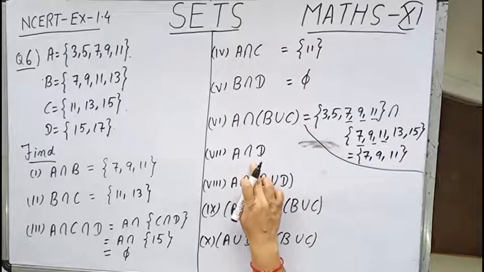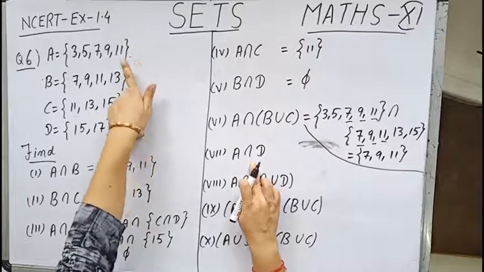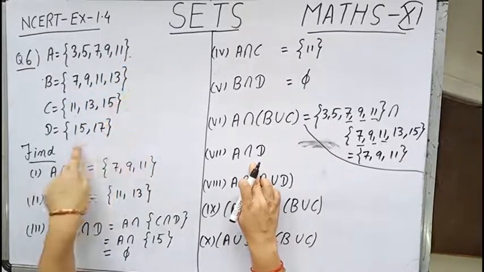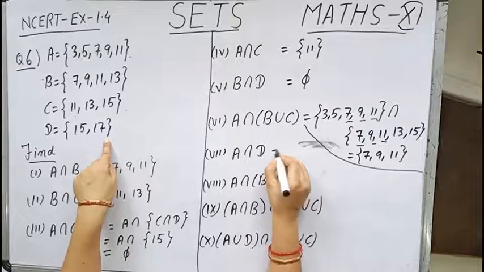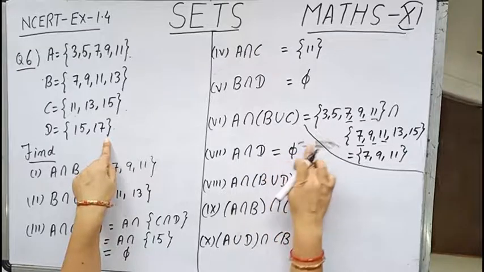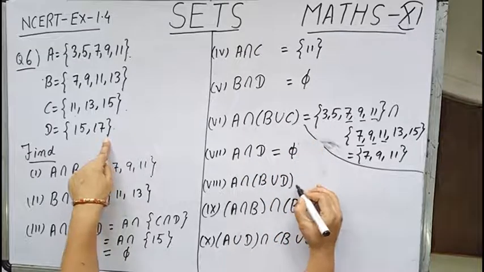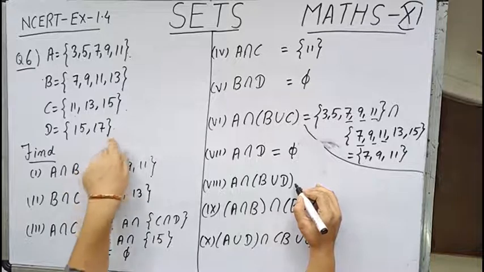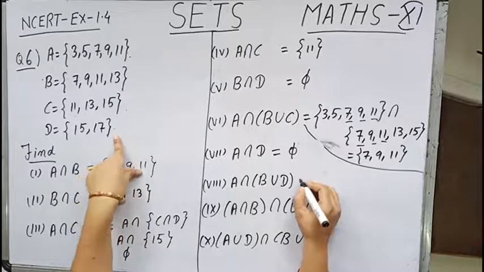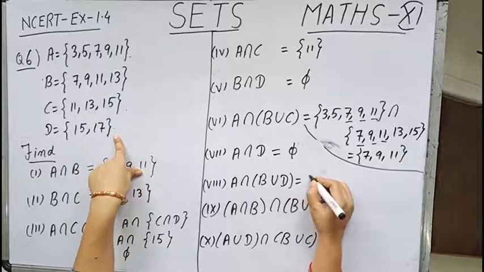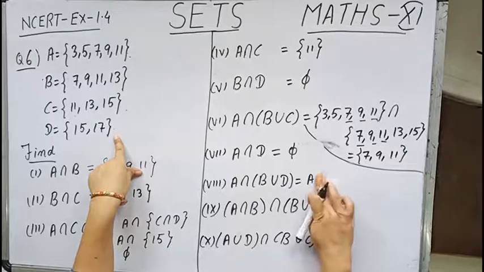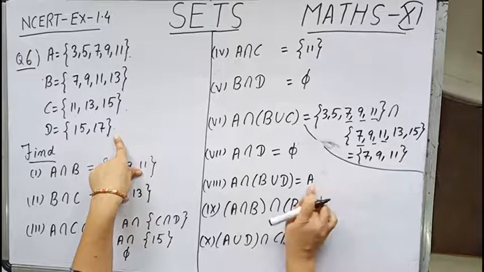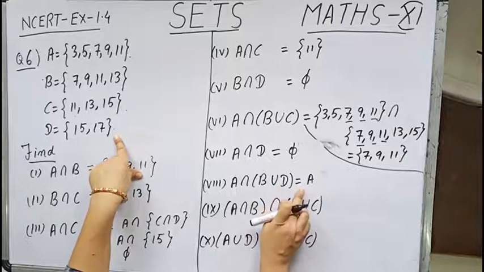Now A intersection D. A intersection D, 3, 5, 7, 9, 11 and 15, 17. No common element. So this also equals the empty set. Now A intersection, B union D. Since I don't have space, children, I am writing A over here.